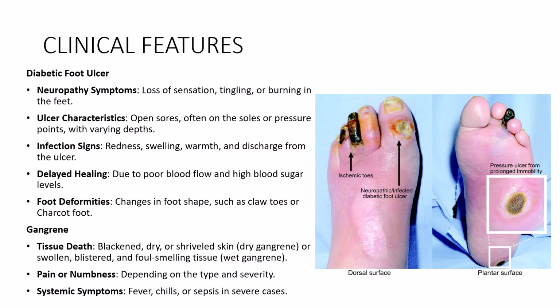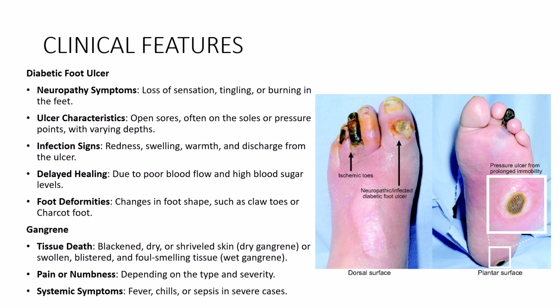So what are the clinical features? When you go for the diabetic foot ulcer, you'll see neuropathy symptoms, that is loss of sensation, tingling or burning of the feet. The ulcer characteristic is open sores, often at the soles or the pressure points of the leg, with varying depths. The infection signs you need to notice are redness, swelling, warmth, and a discharge from the ulcer. There would be delayed healing because of the high blood sugars and the poor blood flow over that region. Then it can cause foot deformities such as claw toes and Charcot foot.